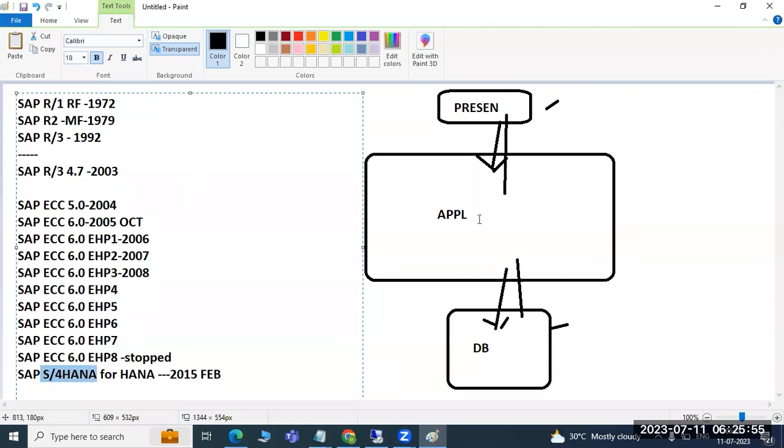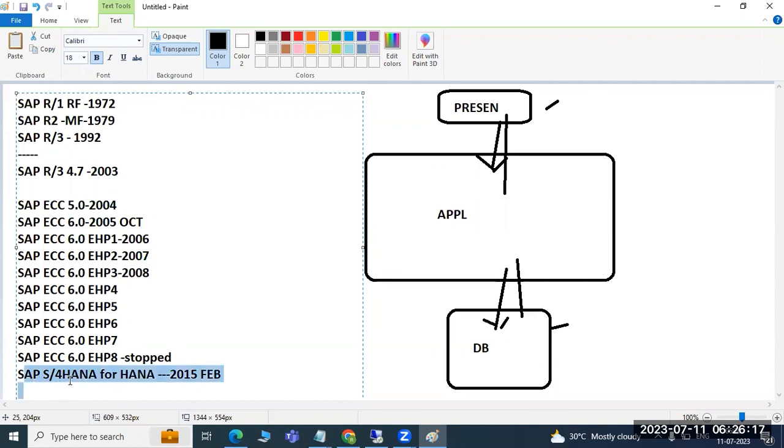So the R3 architecture, this R3, is a three-tier architecture. It's the third generation business suite. They changed the version from R1 to R3, R3 to ECC, then after that S4 HANA. Same ECC product only.